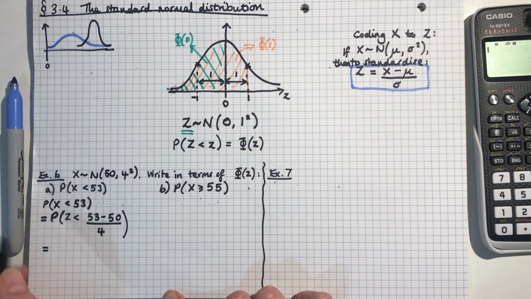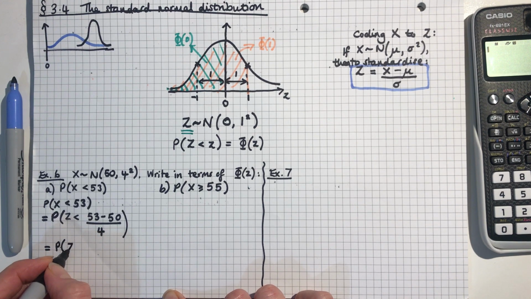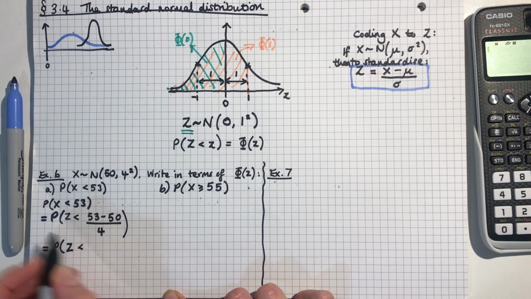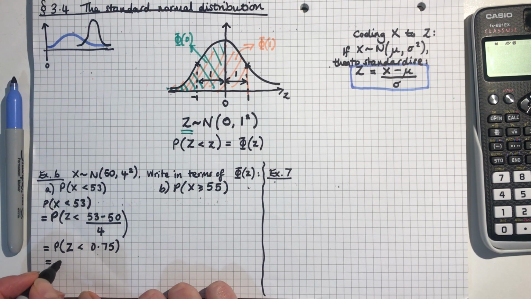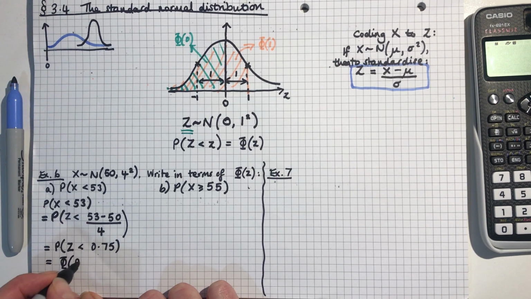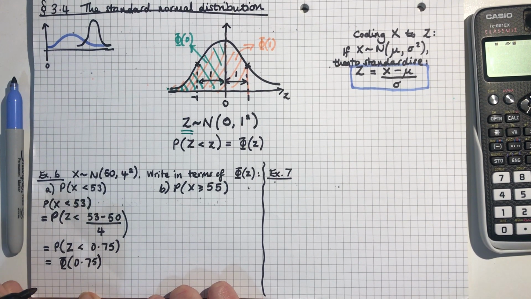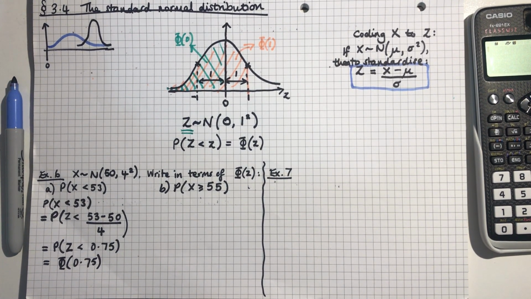So that is the probability that z, notice how we've changed our letter now, is less than 3 over 4, so 0.75. So that means we can write it as phi of 0.75. So then let's have a look at the next one.